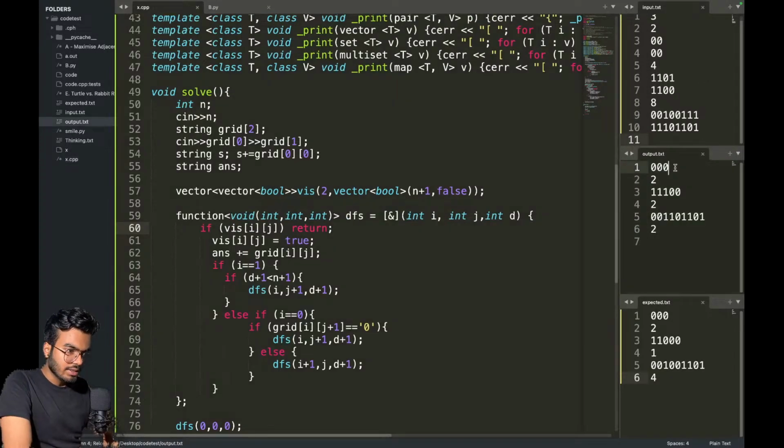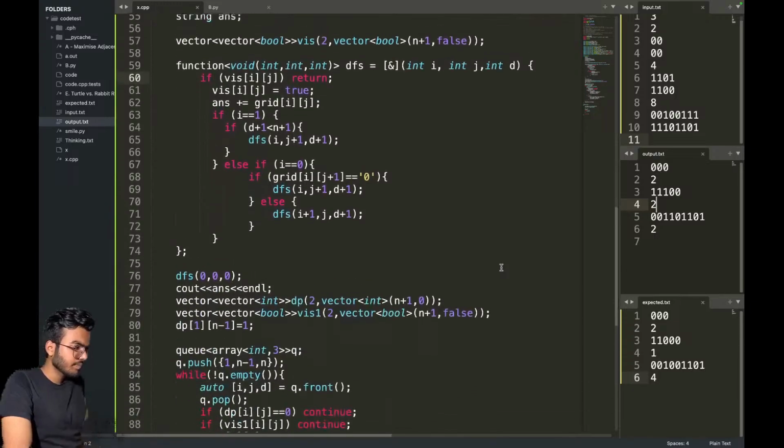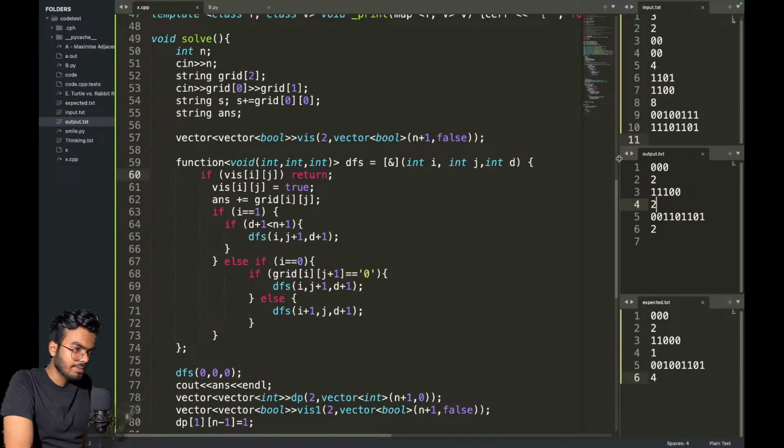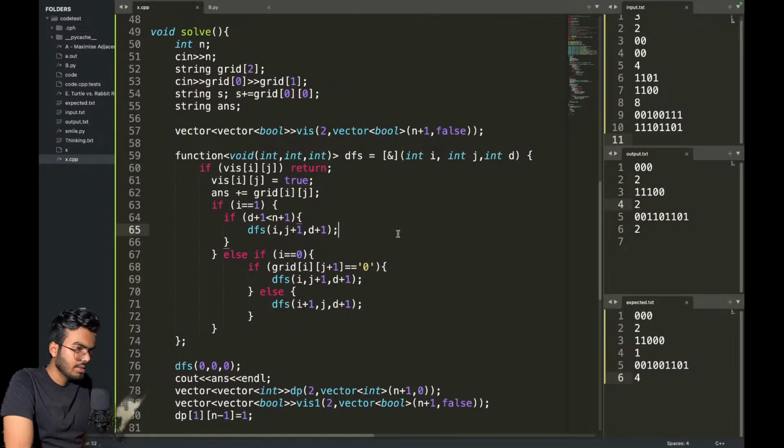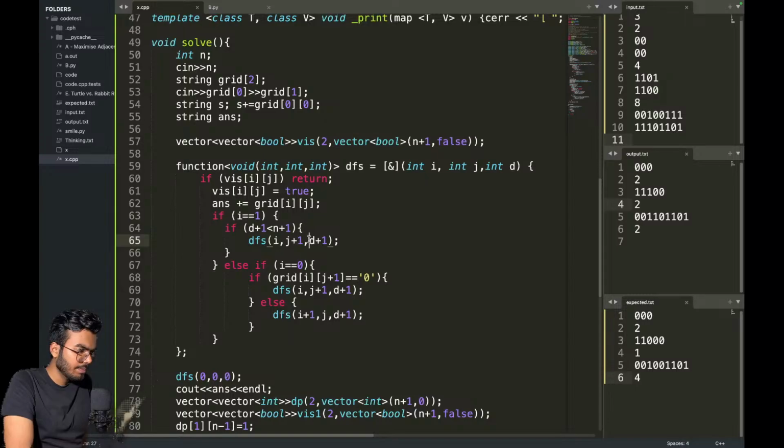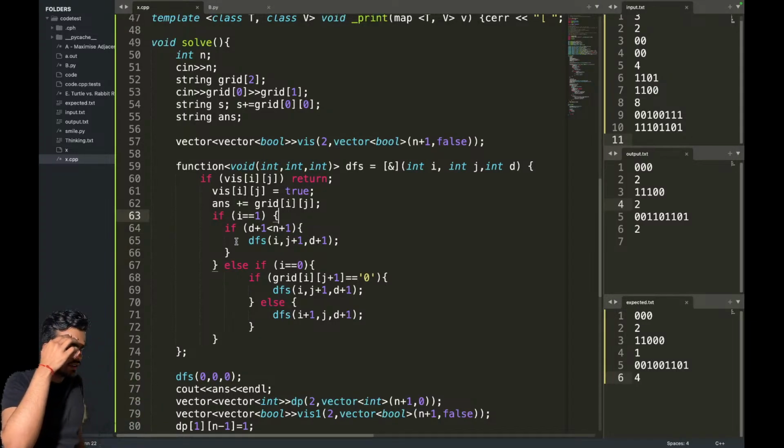Okay, so we are getting 0 0 0, which is correct. Then we have 1 1 0 0, which is wrong. Why is that? Obviously, if I'm at 1, I will definitely try to avoid going down if I can. So whenever I can go right, then I will do that. So this case is correct.